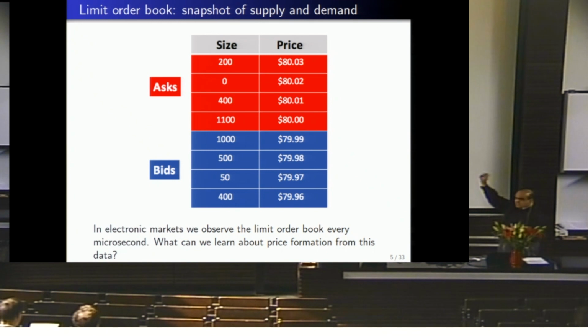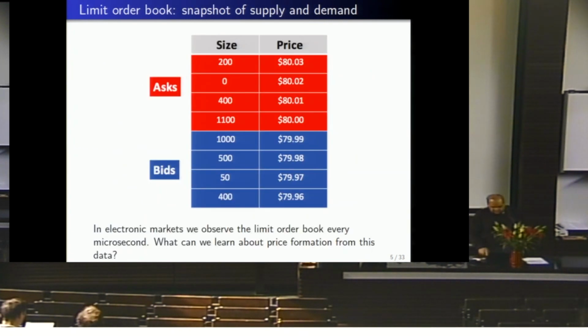What we see every millisecond is a snapshot of the order book. Every time a new order arrives, the order book will change and update, and we see all these updates. These are recorded every microsecond or even shorter time intervals. So we have these order books for every stock all the time. This is why it's so large. So the question is, what can we learn about price formation from this data?